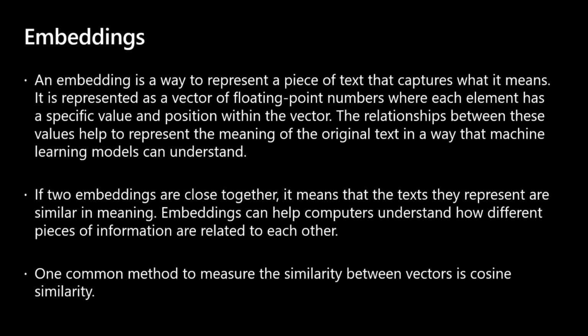But first, a little bit more about embeddings. So there's a lot of text here, but I'm also going to tell a little bit more about it. It's a way to represent a piece of text that captures what it means. So if you have two words, by means of the embeddings, it tries to calculate what the relationship between those two words is. And as it says, if they're close together, it means that the texts they represent are similar in meaning. And if they're not close together, the numbers will differ more.